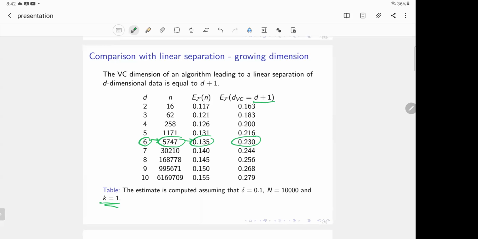So if we take a look at the table, we see that even for d equal to 2, the estimate for the generalization term of random projection is less than the one for the VC dimension. And for d equal to 10, it's almost twice as small as the estimate for the generalization term which was built using VC dimension equal to d plus 1.